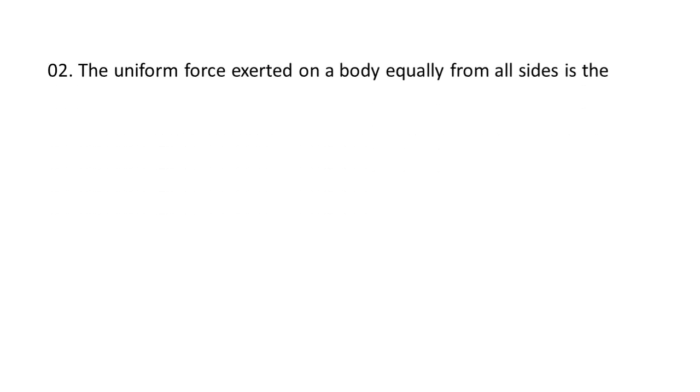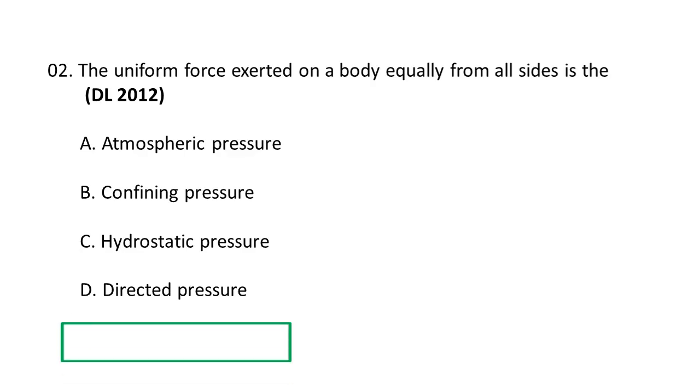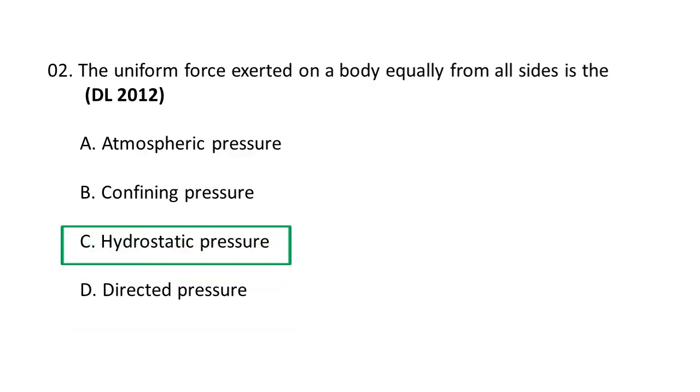Next question. The uniform force exerted on a body equally from all sides is A. The atmospheric pressure, B. The confining pressure, C. Hydrostatic pressure and D. Directed pressure. So the correct option is C. Hydrostatic pressure. The liquids and gases exert equal pressure on all sides of a container, and the normal force exerted by a liquid per unit area of the surface in contact is called hydrostatic pressure or pressure of the liquid. So the uniform force exerted by the body equally from all sides is hydrostatic pressure.